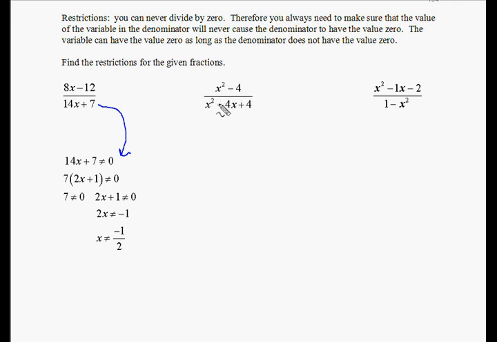Let's look at another example. x squared minus 4 divided by x squared minus 4x plus 4. And again, we do not want the denominator to be 0, so we're going to take that denominator, x squared minus 4x plus 4, and say that it cannot be 0. That's our restriction. x cannot have the value that would cause this entire expression to be 0.